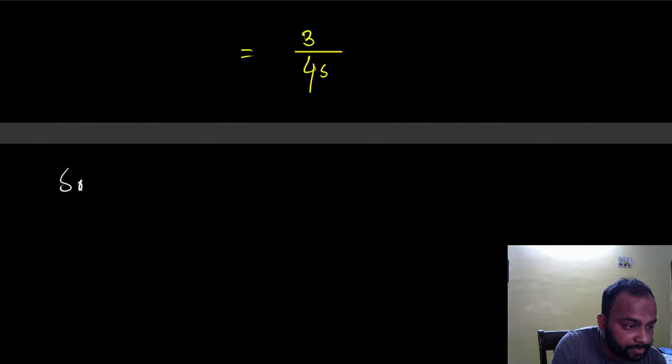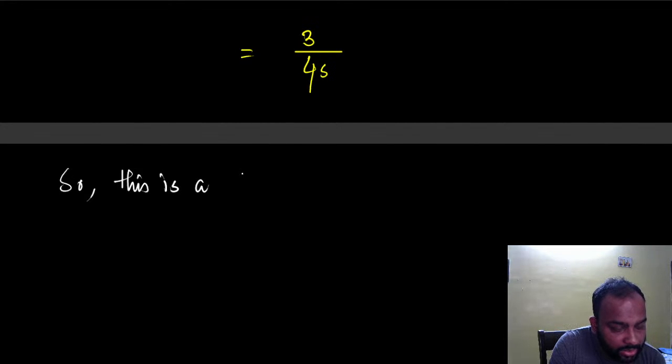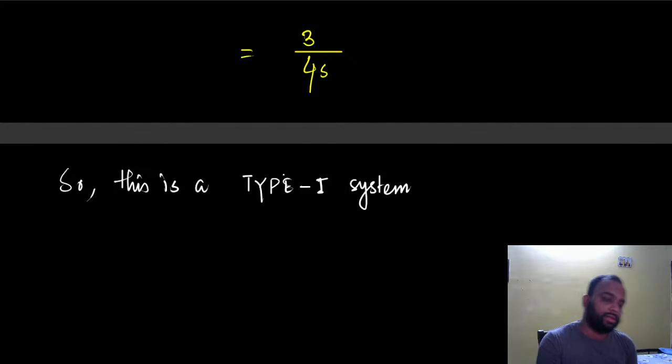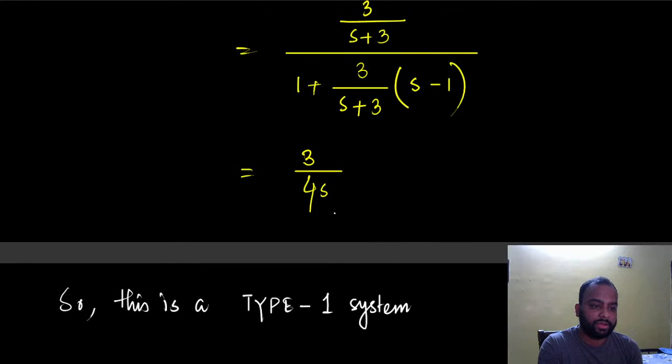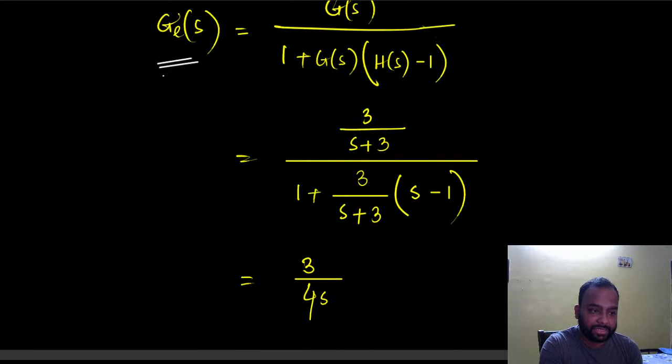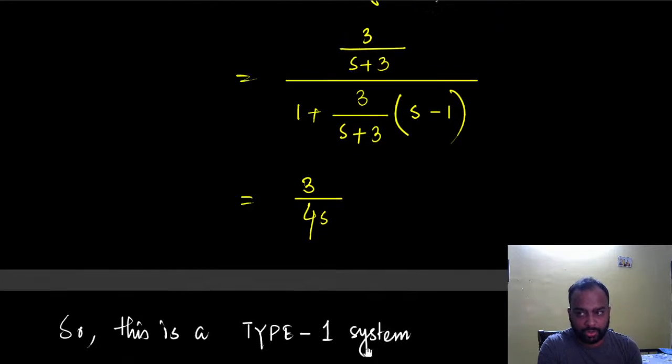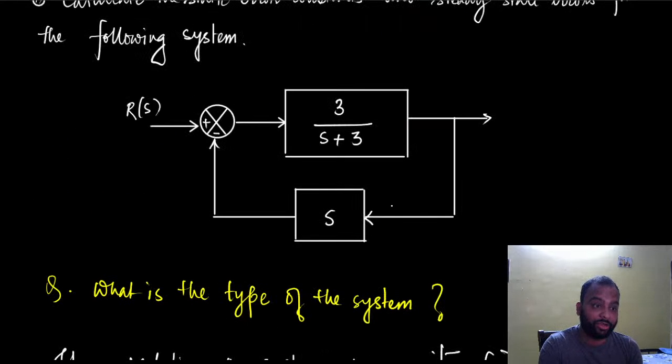So I would say that this is a type 1 system. This is a type 1 system, right? Very simple, because GES has one open loop pole, one pole at S equal to 0, right? So this is a type 1 system, even though it looked like a type 0 system.